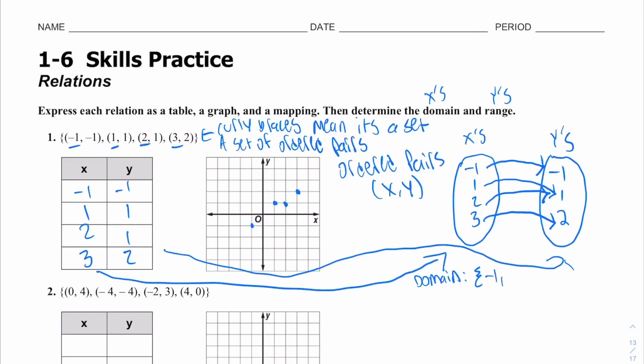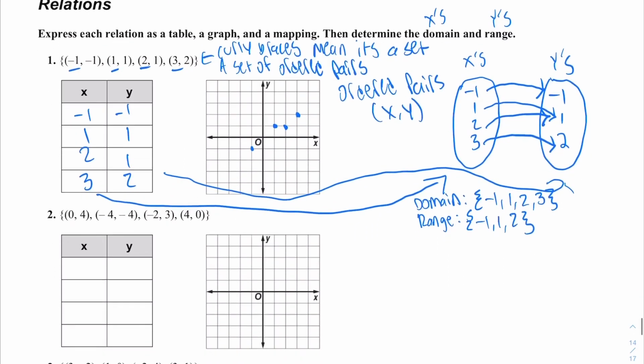Mapping diagrams are most useful for identifying the domain and the range of a function or of a relation. Functions are later this week. So to do the curly brace, you do an S and then a backwards S, and the y's have -1, 1, and 2. And we're done with that question.